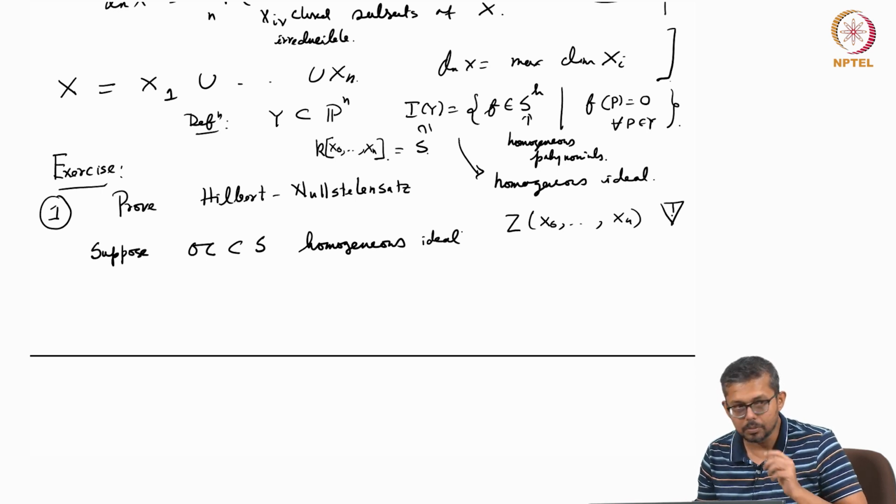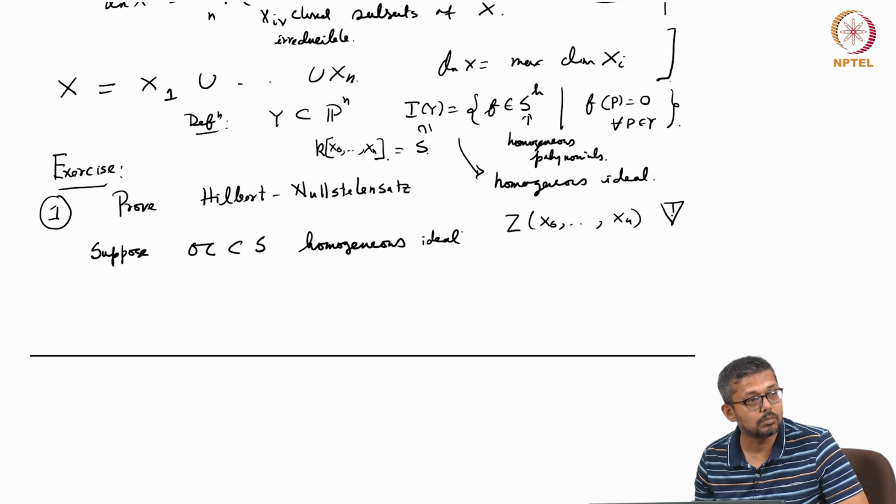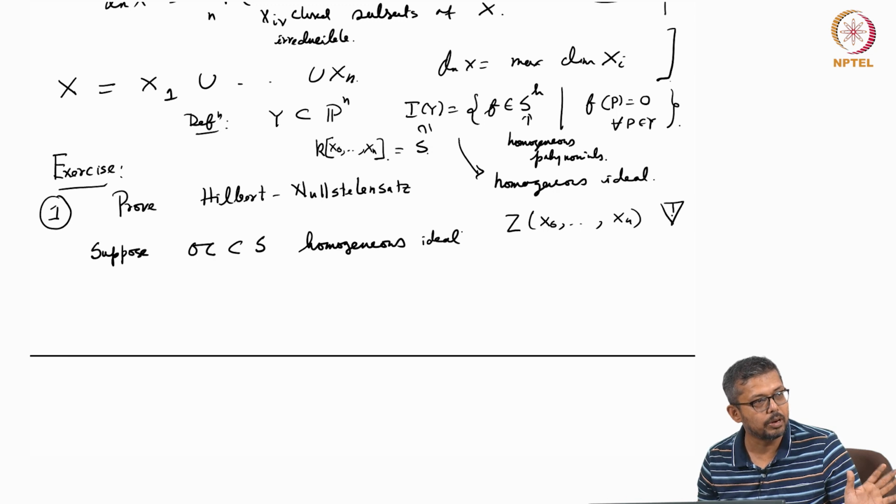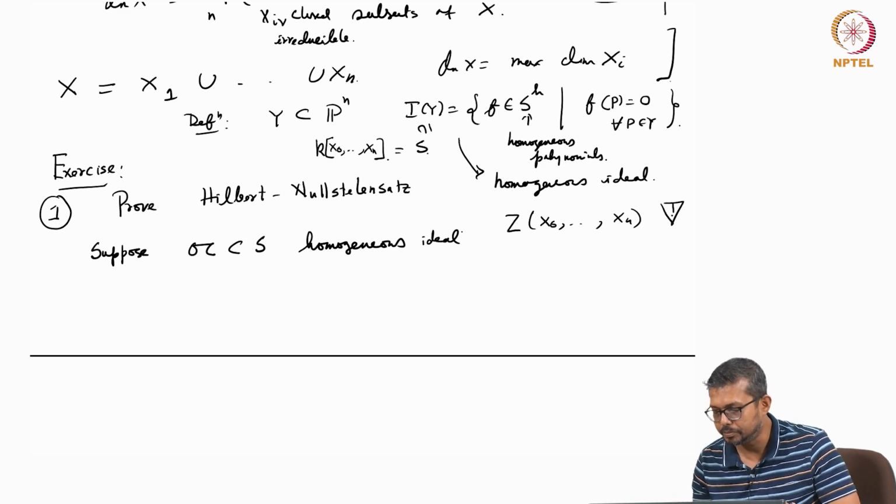So suppose this is the ideal generated by x0, x1, x2. This is a homogeneous ideal, but whenever you study projective space, always try to avoid it, because this ideal is a bad idea. It should not be there.